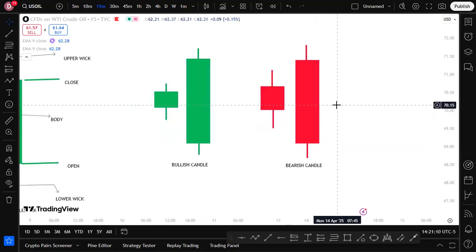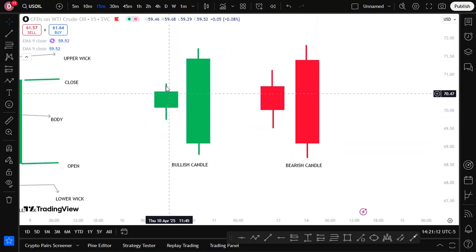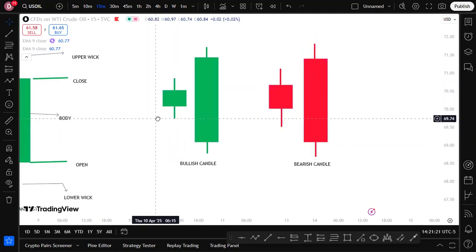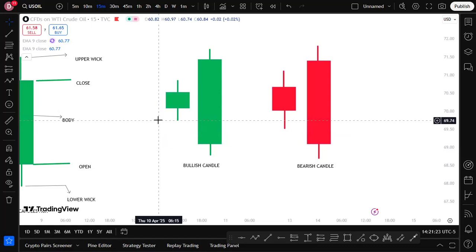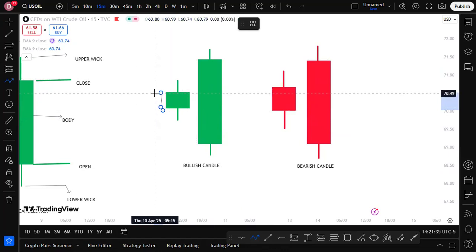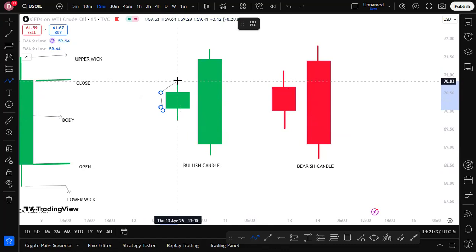So now, let's say for instance, this is a candlestick, a bullish candlestick. I told you for a bullish candlestick, we usually close above the open. So here is our open, then here is our close. Here is the highest point the price went to, and here is the lowest point the price went to.